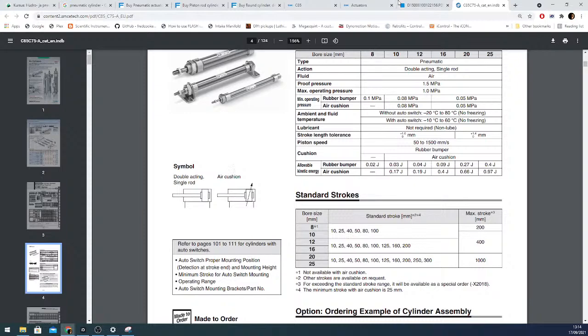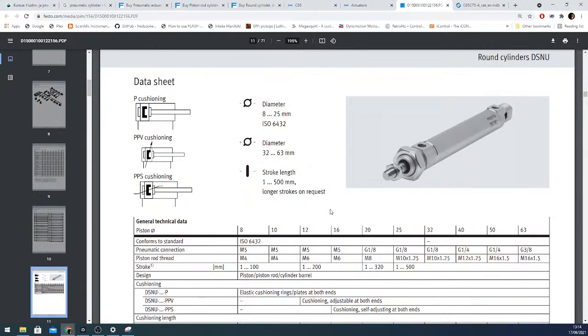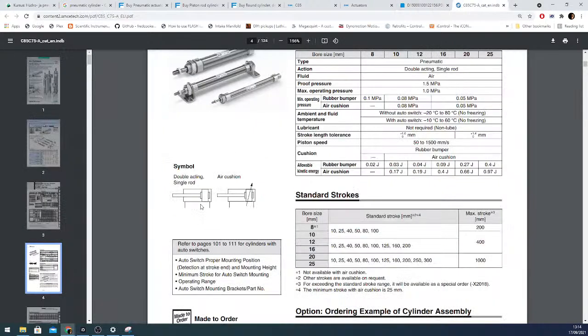and what's nice about those catalogs is that they also provide us with the correct symbol for our schematics. So if we want to use this cylinder in our schematics, the correct way to describe the cylinder is given here. So we can show these cylinders on our schematics. That's nice.